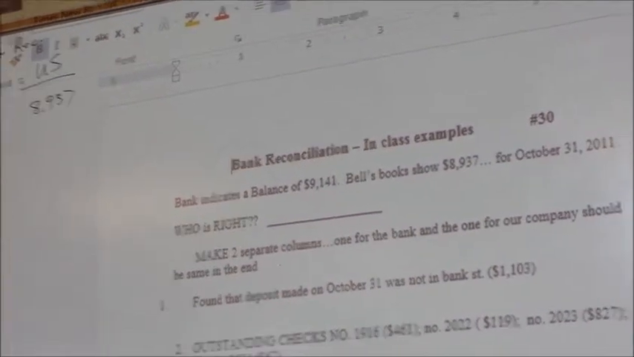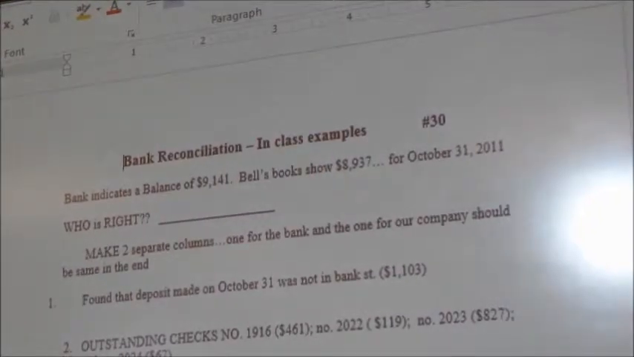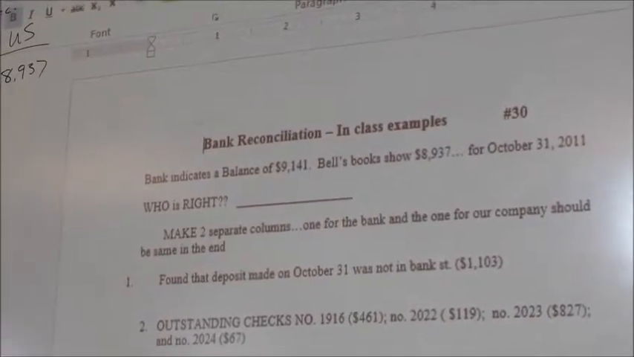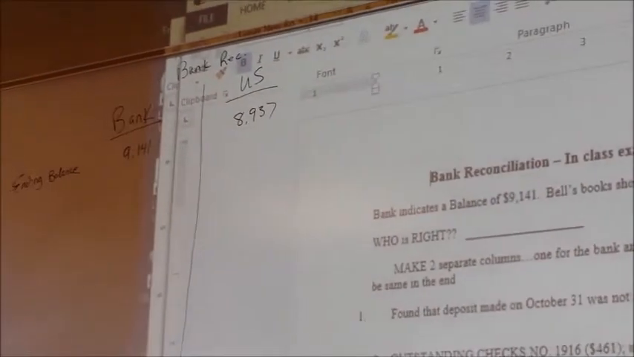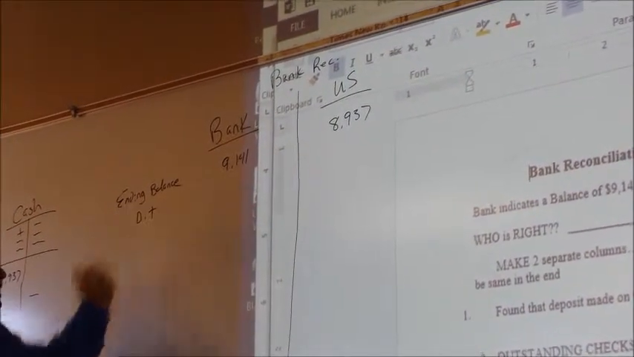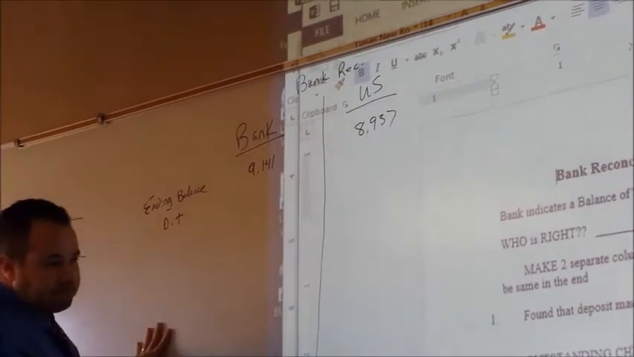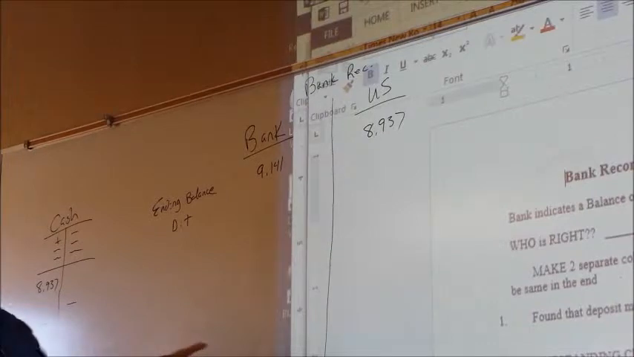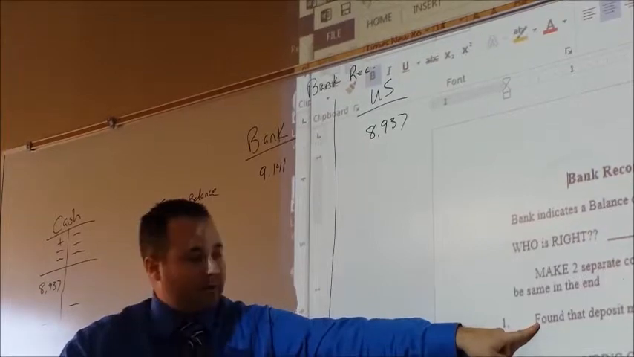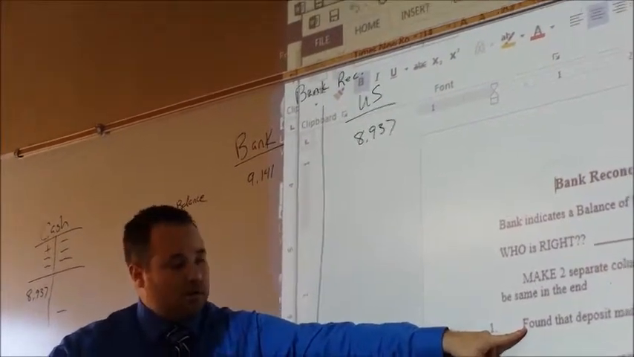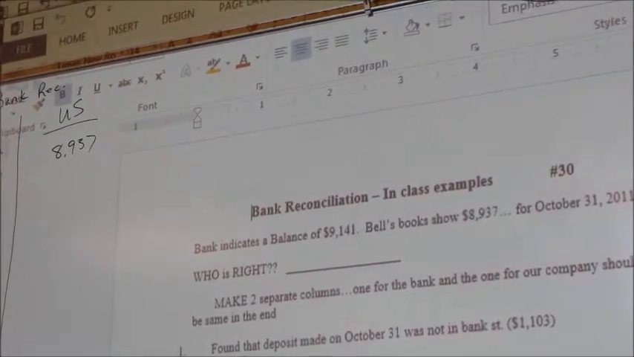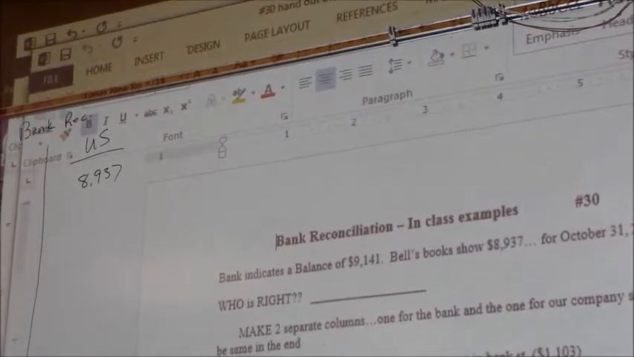Okay, so we found a deposit that wasn't on the bank statement that we did know about. Whose numbers do I need to adjust to get to the most accurate that I can? Who doesn't know the information and I need to adjust? The bank. What do I need to do with the bank, add or subtract that amount? What I want you to assume is, what if the bank did know about this? If the bank did know about the deposit, would this number be higher or lower? Higher, so I need to add. DIT, deposit in transit.